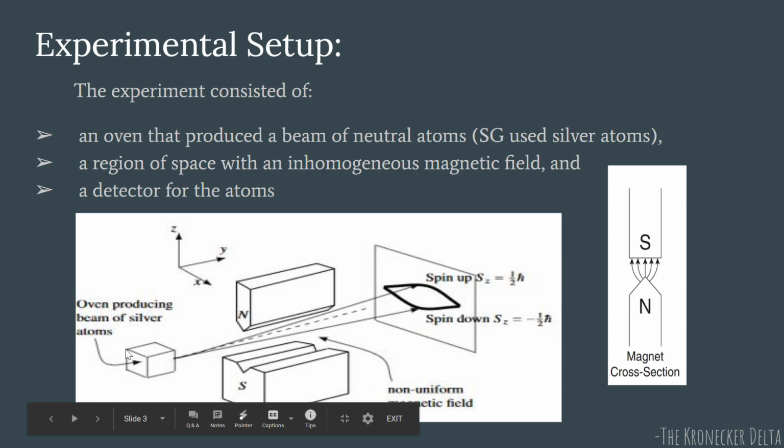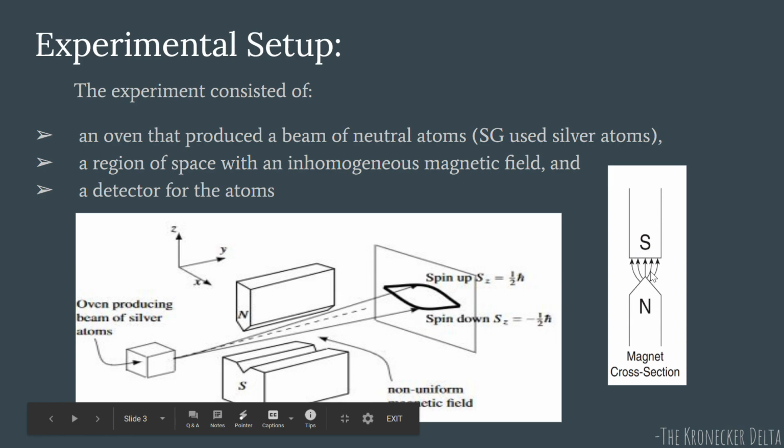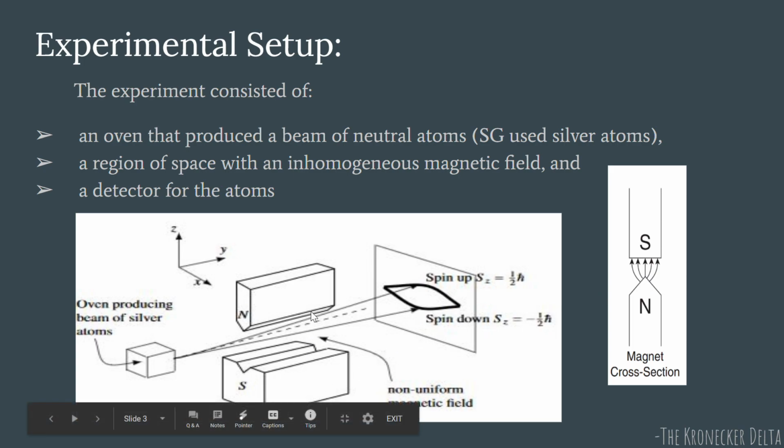This oven produces a beam of neutral atoms. Stern and Gerlach used silver atoms as the neutral atoms in their experiment. Then this region of space has an inhomogeneous magnetic field. What do we mean by inhomogeneous magnetic field? The direction of the magnetic field is in one particular direction, but the magnitude is not the same everywhere. So as you move up in the z direction, the magnitude changes.